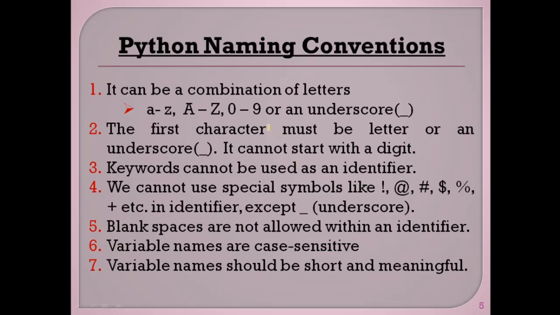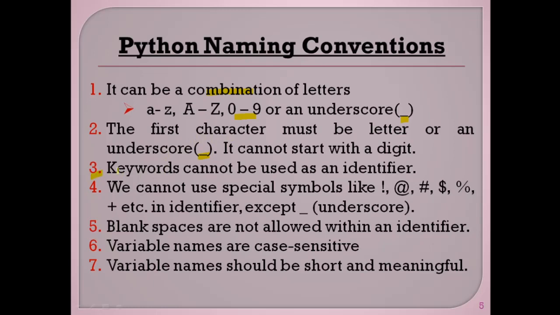There are different rules that must be followed while giving names to a variable. First, it can be a combination of letters A to Z, capital and small, 0 to 9, or an underscore. Only these characters can be included in a variable name. The first character must be a letter or an underscore. We cannot start with a digit. A variable name should not start with a digit.